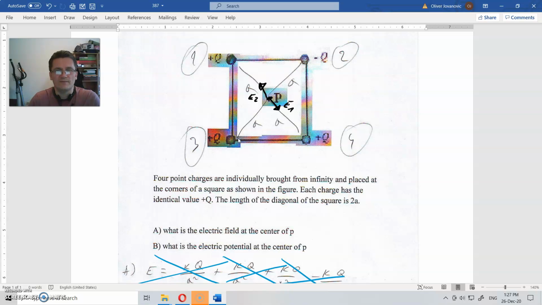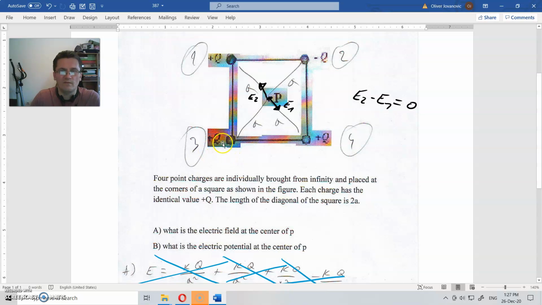And what now? What is the overall electric field due to these two charges? Well, it is 0. Why? Because they are the same magnitude at the same distance. So these two will cancel each other out. So E2 plus or minus E1, whatever, let's say E2 minus E1, is equal to 0.